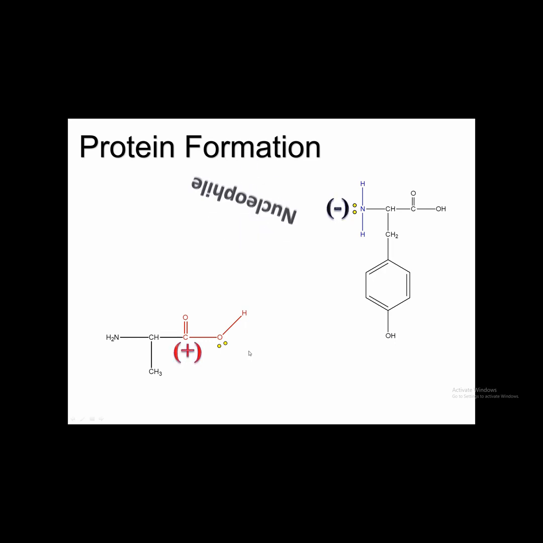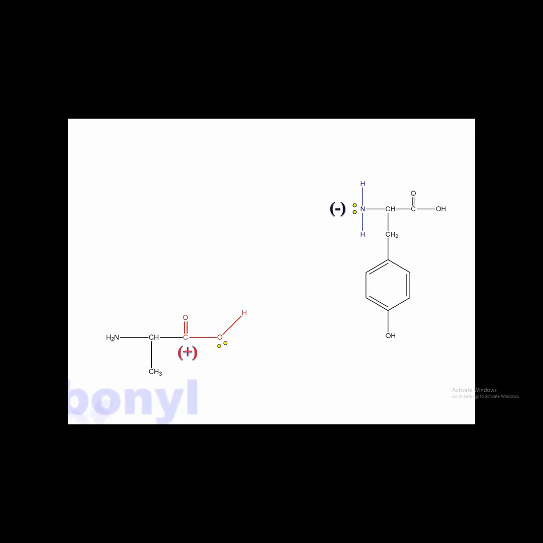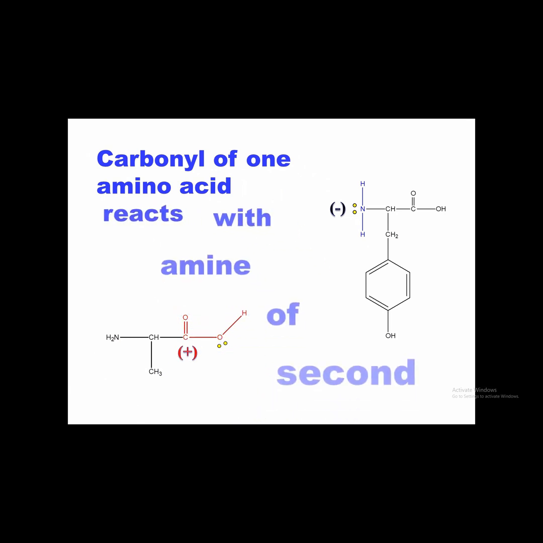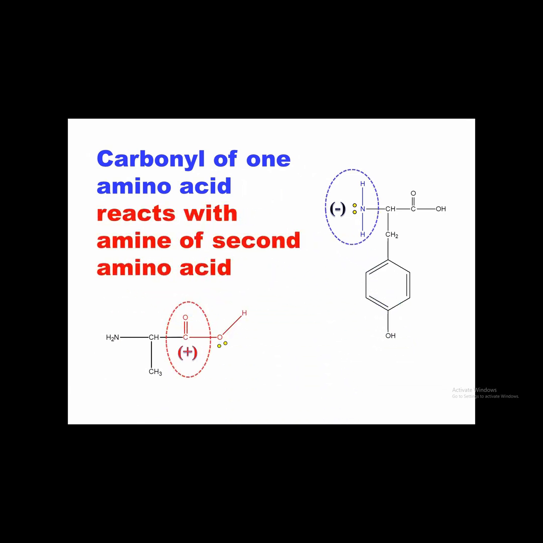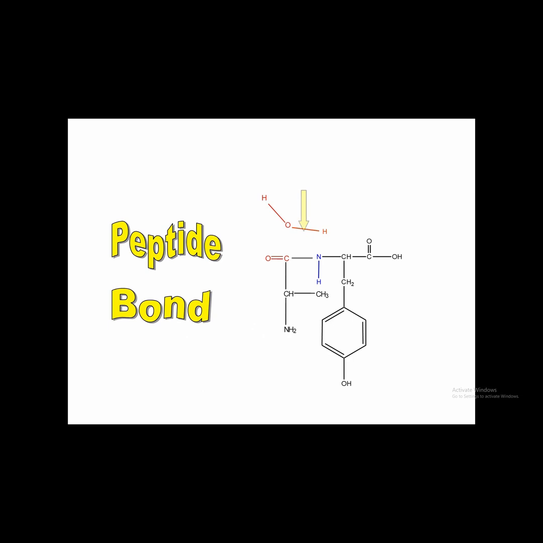So then attraction between positive and negative charges, or a nucleophile and an electrophile, cause these two amino acids to link. The carbonyl of one amino acid will always link to the amine group of a second amino acid. Water is split out and a peptide bond forms.